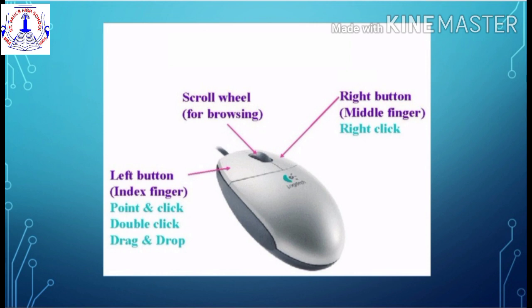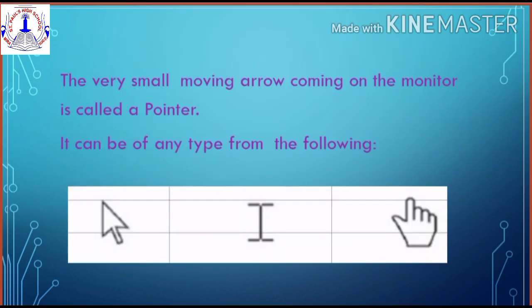Left button of the mouse is pressed with the help of index finger. It is used for selecting and clicking icons. And it is also used for drag and drop and double click the icons. The very small moving arrow coming on the monitor is called a pointer. It can be of any type from the following.